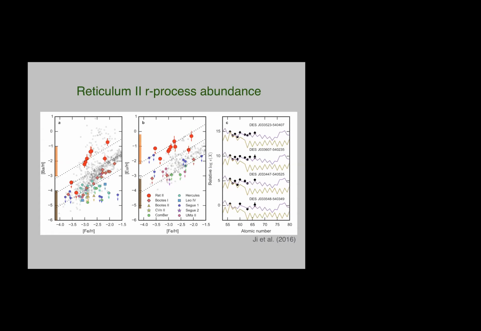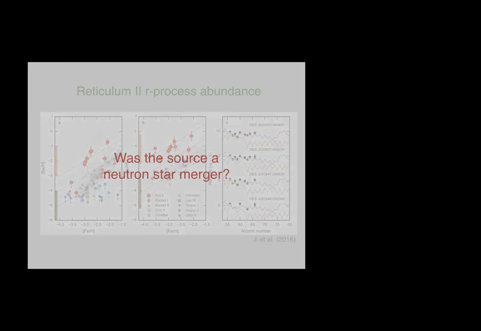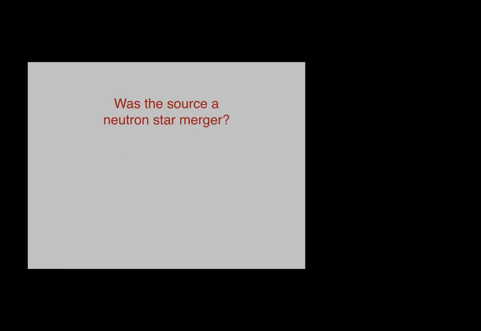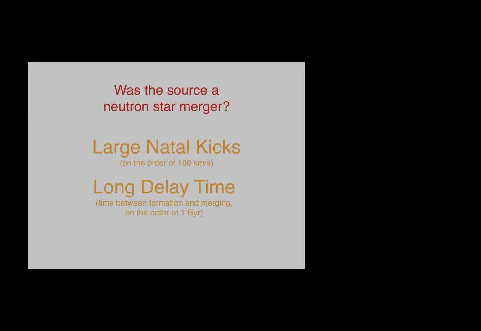So these are very rare systems, and we want to understand how come they became R process enriched. The issue with these systems is that they are very, very small systems. And the question of whether a neutron star merger could enrich them with R process is hard because of 2 facts associated with neutron stars.